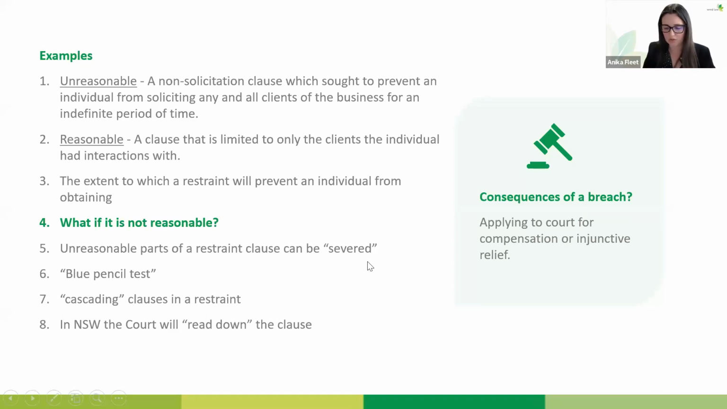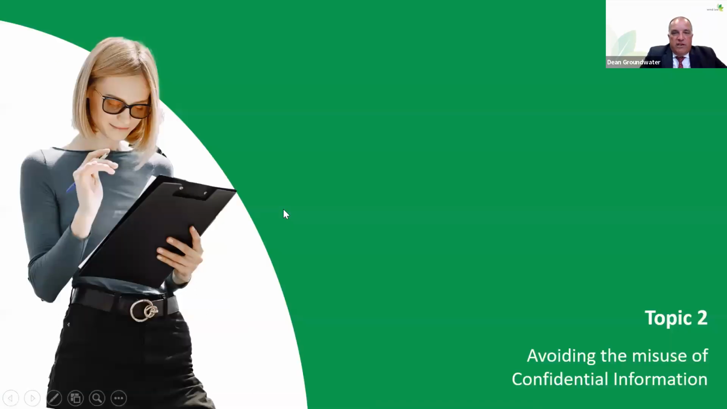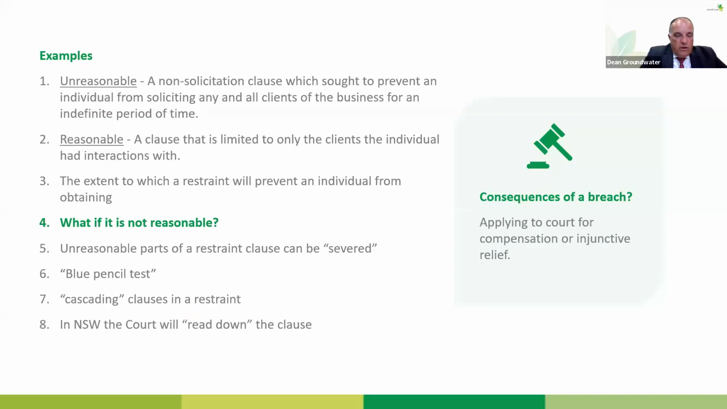And Dean, have you got a case that you also wanted to talk about, Peck? Yeah, I'd like to talk about a particular example, which is the case of Just Group and Peck. In that case, the employee was the CFO of Just Group, and she had a restraint which restrained her for 24 months in Australia and New Zealand, and it had 2 prongs.